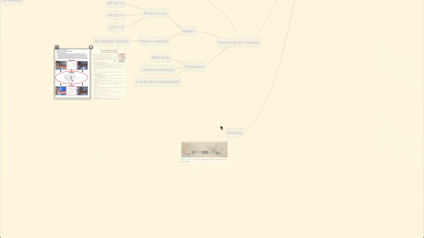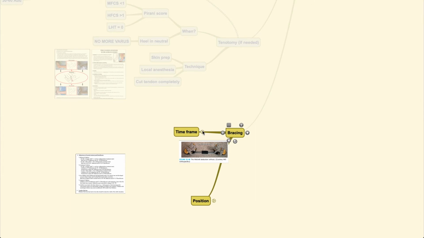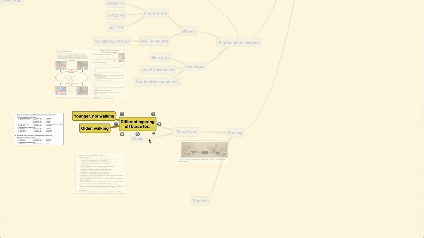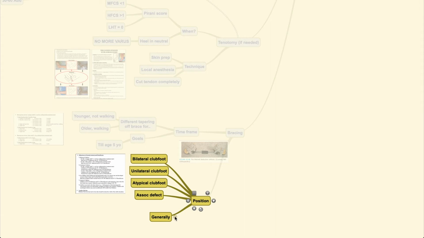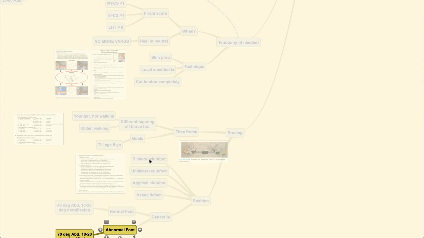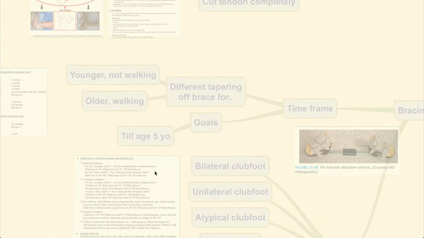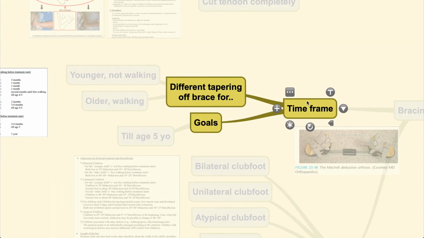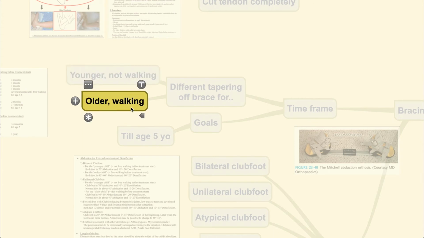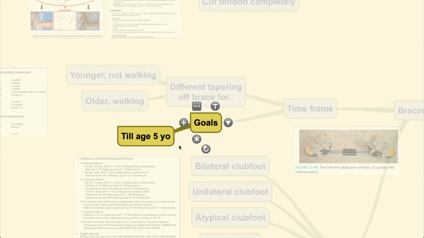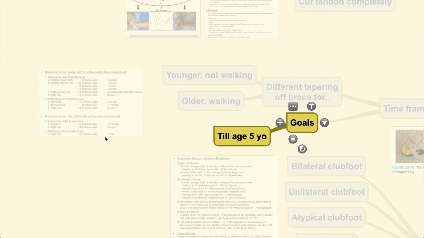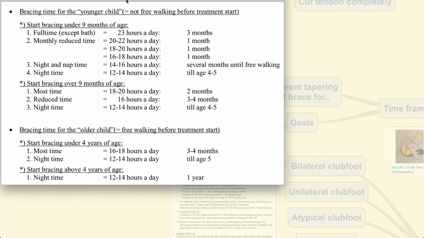Okay, afterwards, you could start with bracing. The bracing is usually given at a very specific time frame with very specific goals. But generally, there are certain parameters that you would like to achieve. For the time frame itself, there are different tapering off periods for braces worn by younger children and older children. But generally, the goals are the same. You need to wear a brace until you have reached the age of at least 5 years old. What differs between these two age groups is the different tapering off time.